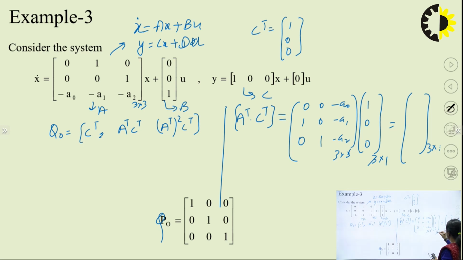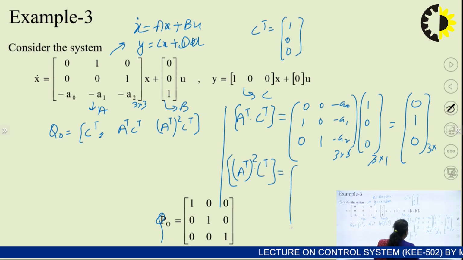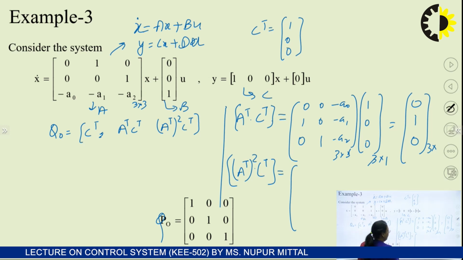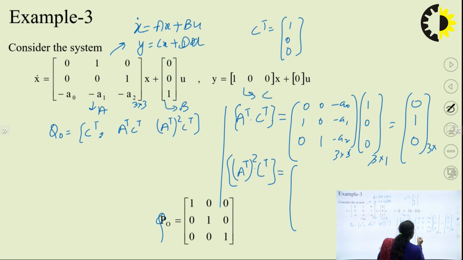So when I am multiplying this, I am getting 0. When I am multiplying this quantity with this, okay, then here I am getting 1, and when I am multiplying this quantity with this, again I am getting 0. Now another is A transpose square, you have to calculate the square of A transpose and then multiply it with C transpose, right? So you will be getting the value which is coming out to be 0 0 1. Okay. So let me write down, and you have to calculate this.